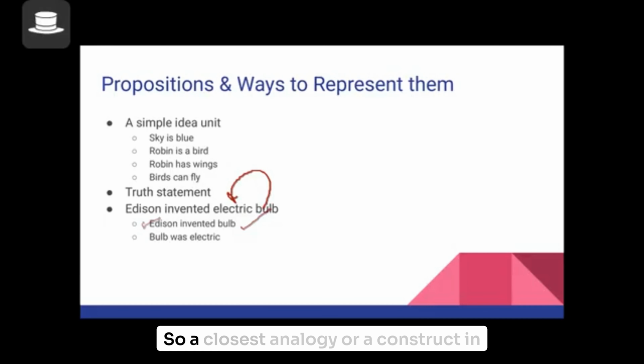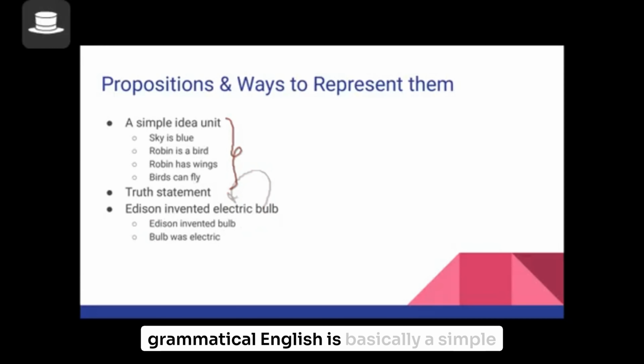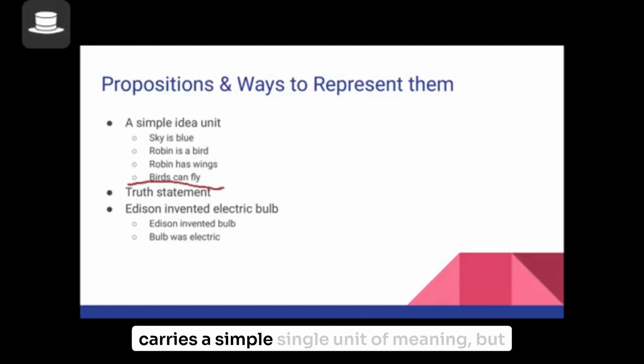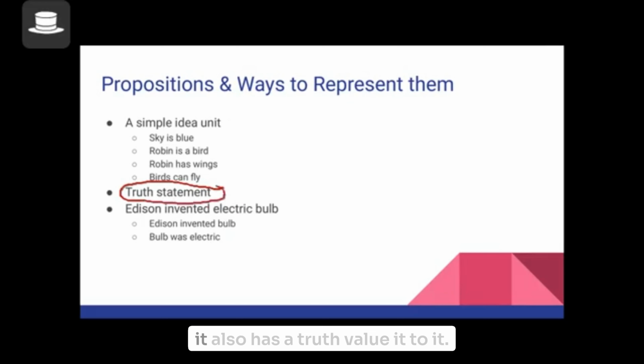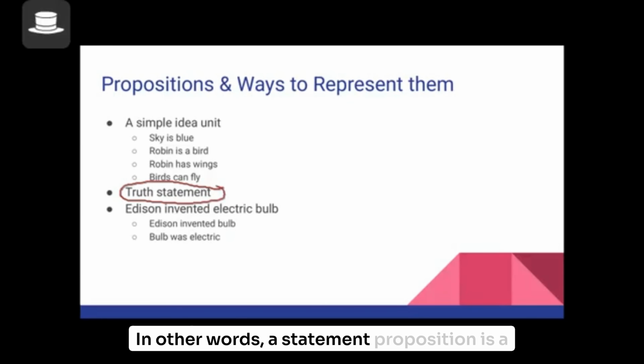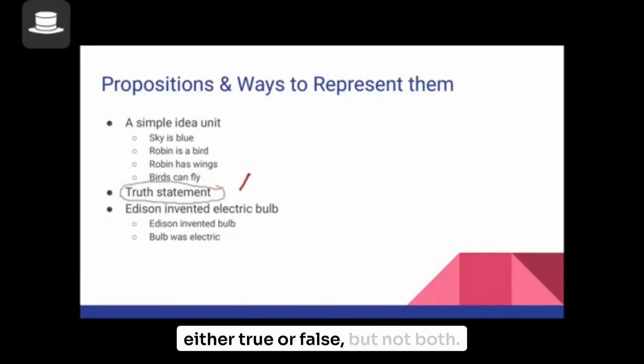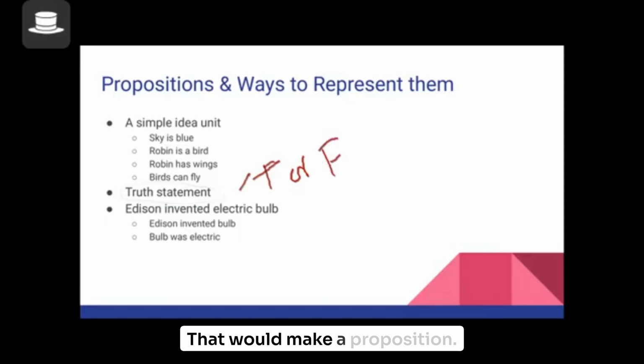So the closest analogy or construct in grammatical English is basically a simple sentence. A proposition is a simple sentence. Also, it's not just a simple sentence that carries a single unit of meaning, but it also has a truth value to it. In other words, a proposition is a single sentence or single idea unit that is either true or false, but not both. That would make a proposition.